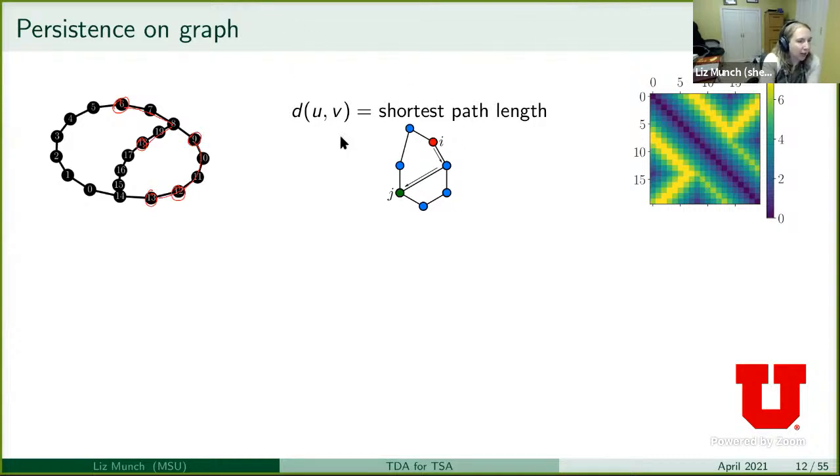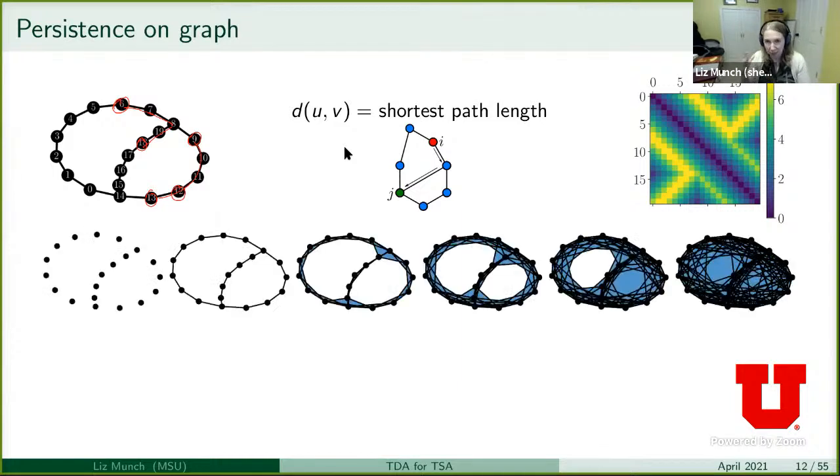So what we can do with that is construct this Rips complex filtration based on the distance that I've defined. All right, so what ends up happening? I really need to label this picture. I keep saying I'm going to do that.